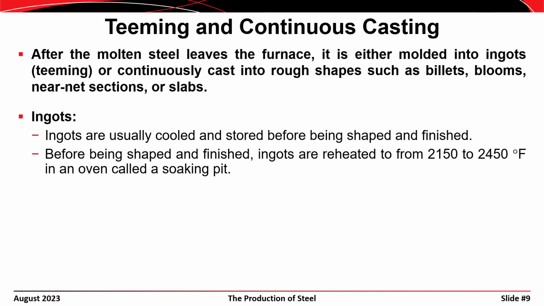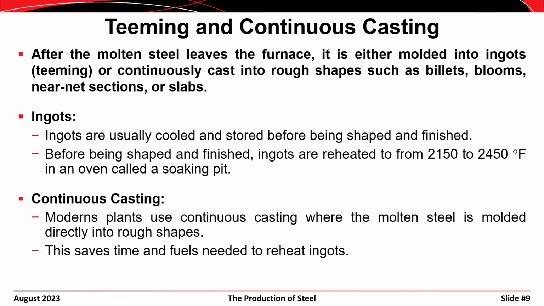Then basically you're setting that steel aside so that it can be reheated later and then shaped into the finished products. The alternative is to take the molten steel and put it into a continuous caster right away before it cools and solidifies, and then the steel is formed into its rough shapes right away.